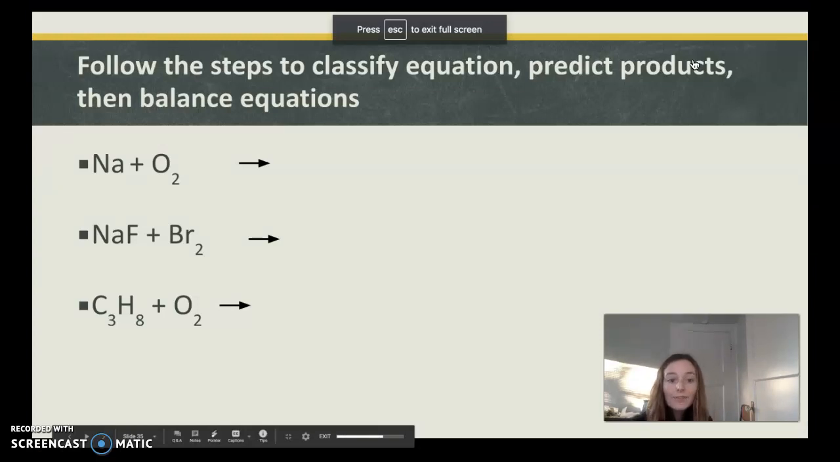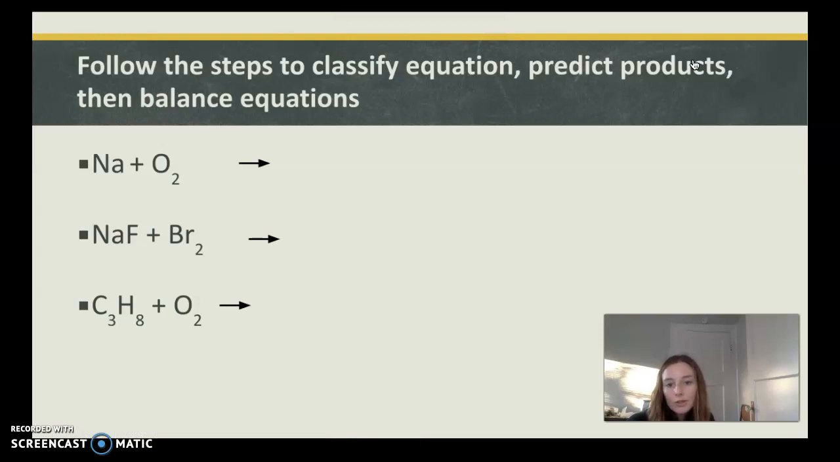We have a few example problems for you here. Make sure that you follow the steps to classify the equation. So tell me exactly which of the 5 it is, and then predict your products, and then balance your equations. Make sure to show all of your work with showing inventory and all of that fun stuff while you work through this. Make sure to submit a picture of all of your notes completed, as well as these 3 practice problems. I hope you have a great rest of your day.